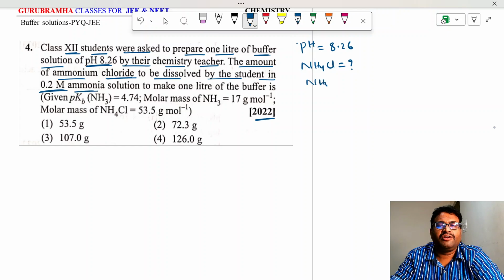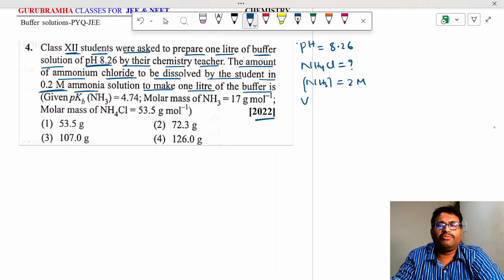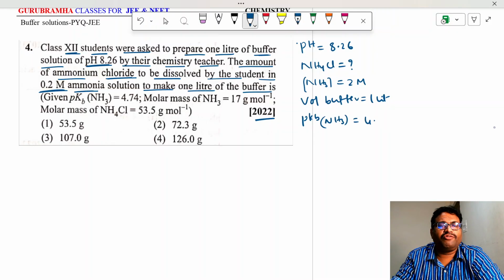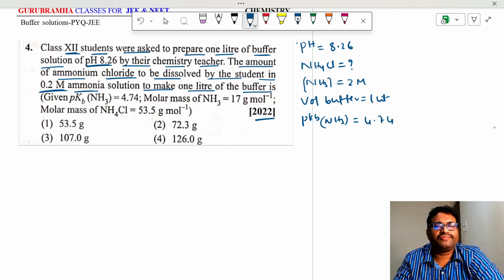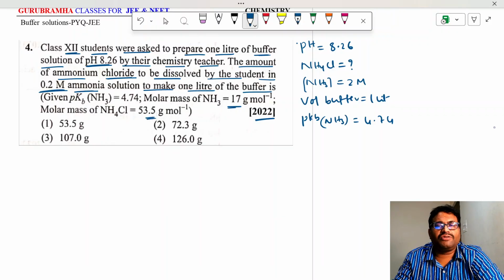What is given? Ammonia concentration is given as 0.2 molar. To make 1 liter of buffer, the volume of buffer is given as 1 liter, and pKb is given. pKb of NH3 is given as 4.74. The remaining molar masses are given. So this is the question asked.